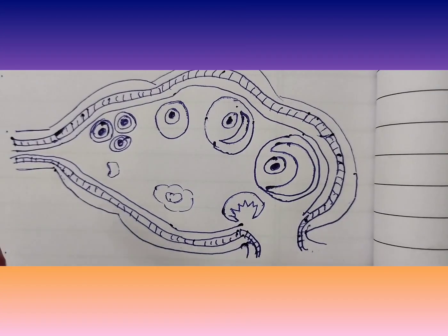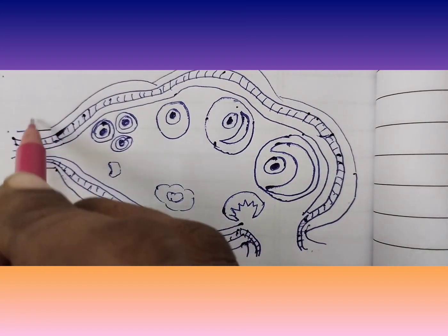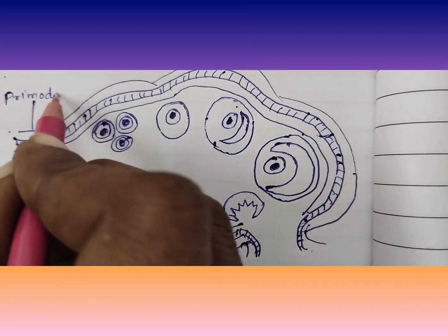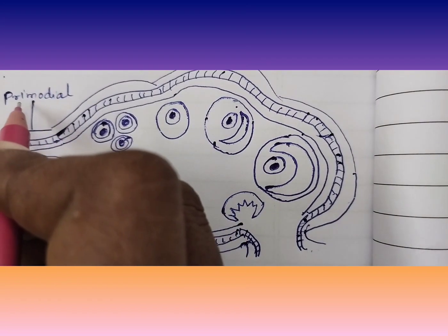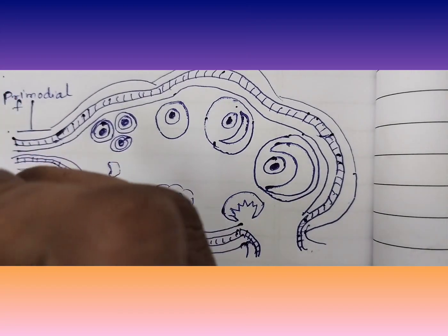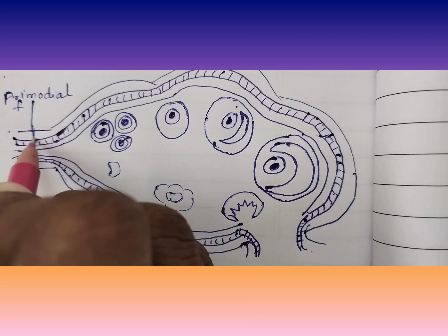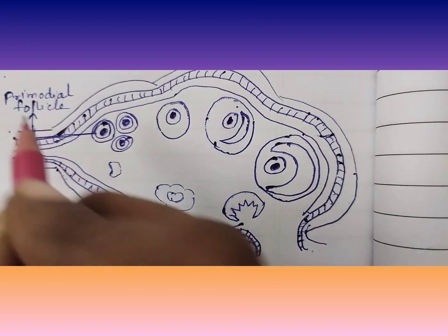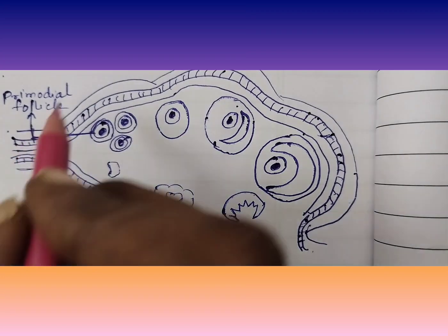And now let us label the parts. First, we can label the primordial follicle or the primary follicle, which actually develops or grows in size.